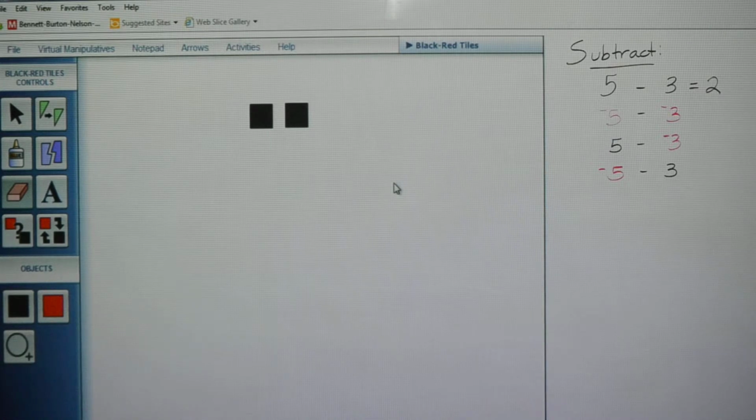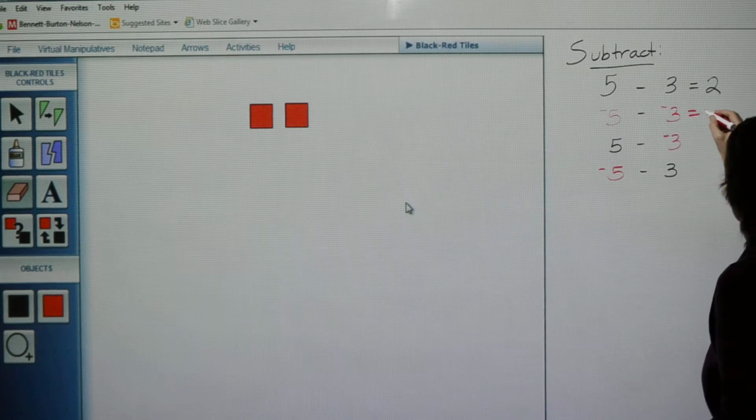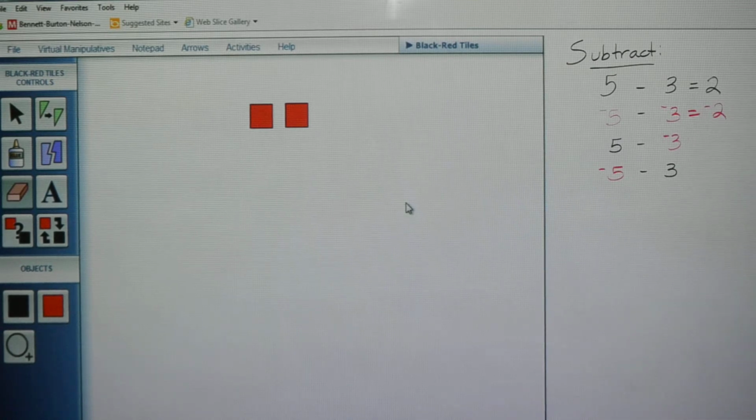Okay. What happens if I do negative 5, take away negative 3? Well, the problem with subtracting is that the numbers disappear when I erase them. But let's put that 5 negative up here. Okay. There's negative 5. What happens if I take away 3 negatives? Well, I have some negatives there, and I can subtract them. So I'm going to take away 3 negatives, and I am left with 2 red tiles, which means that my answer is negative 2.